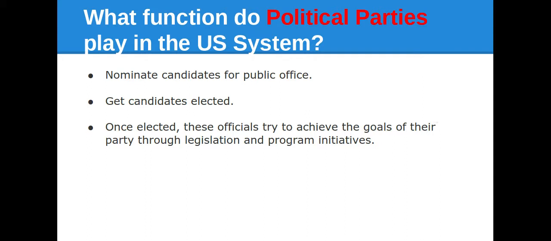All right, so what function do they play? What is the purpose of these two parties? First off, number one, they want to push an agenda. And in order to push an agenda in our country, you have to have representation in the government.